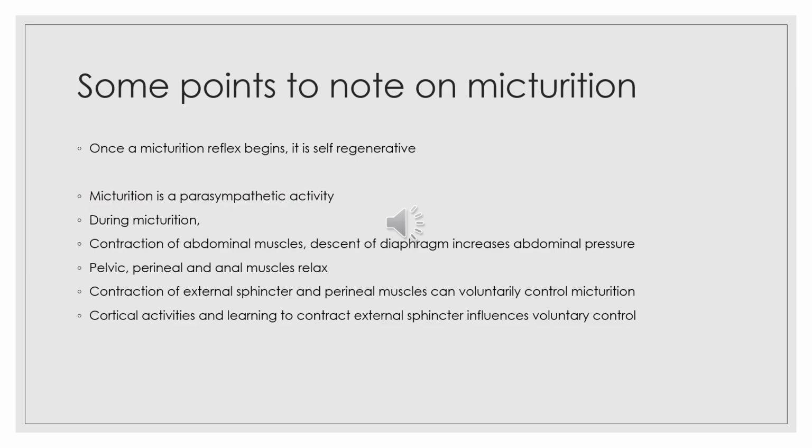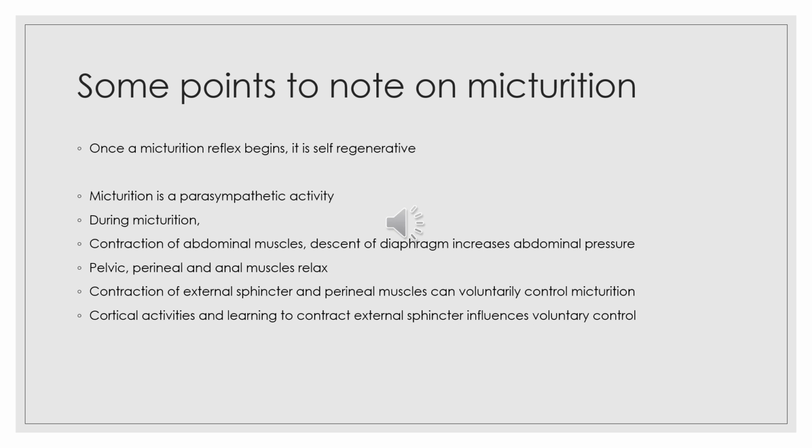One important thing to be noted is that once a micturition reflex begins, it is self-regenerative. That is, the initial contraction of the bladder further activates the sensory receptors to cause still more increase in the sensory impulses from the bladder and urethra, and these sensory impulses in turn cause further increase in the reflex contraction of the bladder. So this cycle continues repeatedly until the force of contraction becomes maximum and the urine is voided out completely.